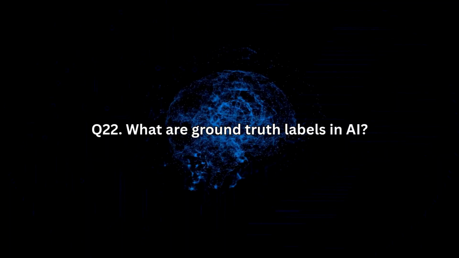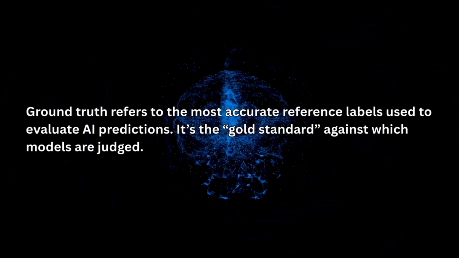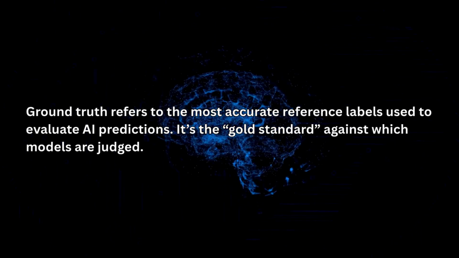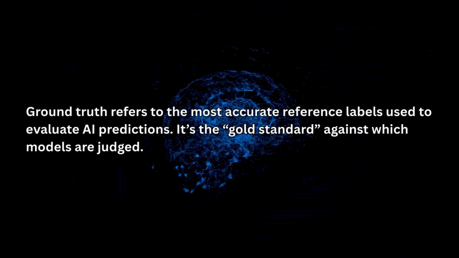What are ground truth labels in AI? Ground truth refers to the most accurate reference labels used to evaluate AI predictions. It's the gold standard against which models are judged.